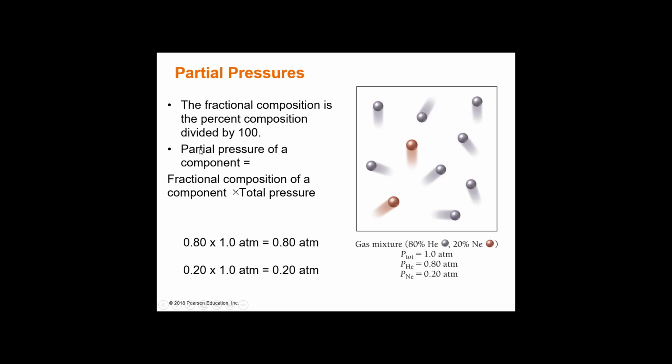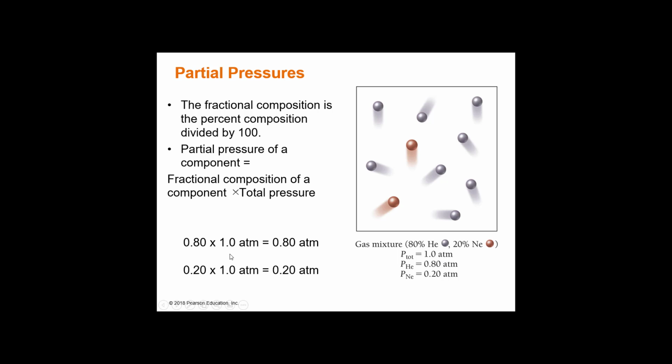For partial pressures, we take the fractional composition. The fractional composition is the percent composition divided by 100. What that means is that we take it out of percent by dividing by 100, which gives us a decimal form. But we have to multiply it by the total pressure of all the gases. So the partial pressure of a component equals the fractional composition of that component times the total pressure. The fractional composition is the percentage changed into decimal form by dividing by 100, which we can see here for 80% helium in this container. Then we multiply it by the total pressure of all the gases, which is 1 atm.